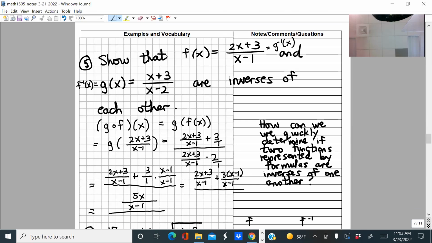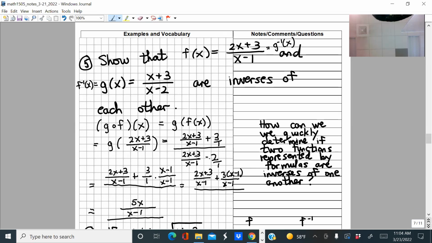Now I have to do the same thing in the bottom. Let's see. I'm not leaving myself much room, so let me move this down a little bit.